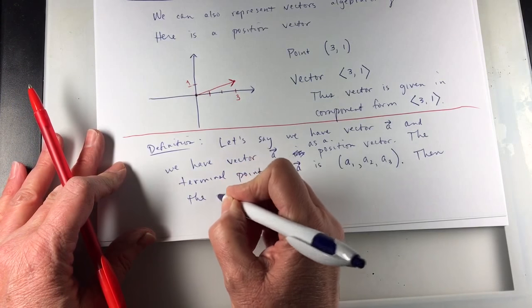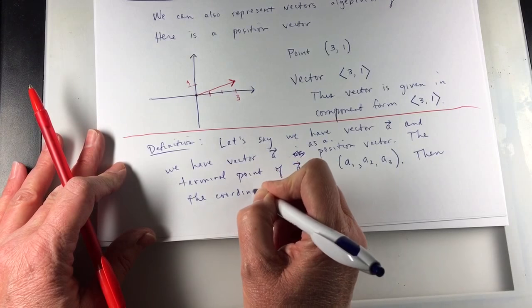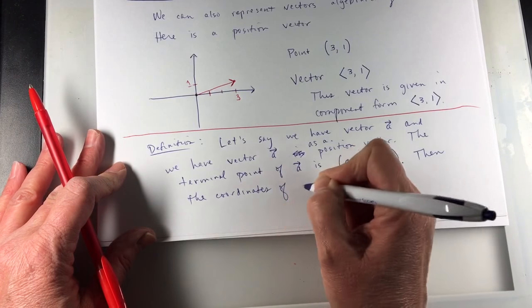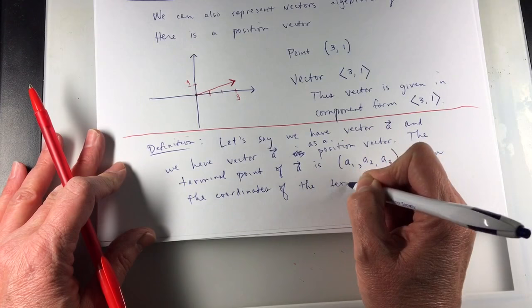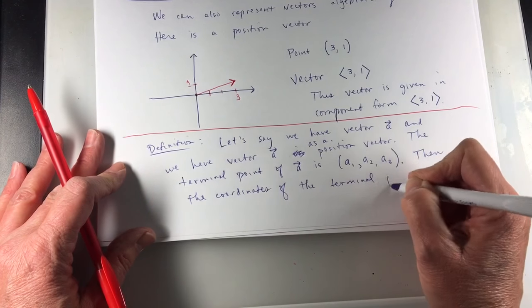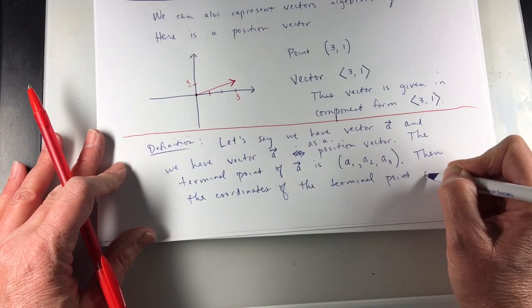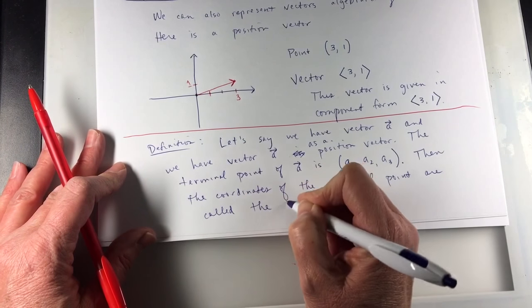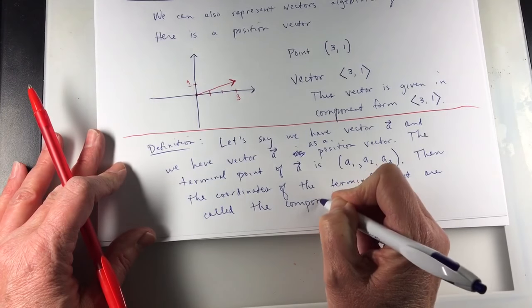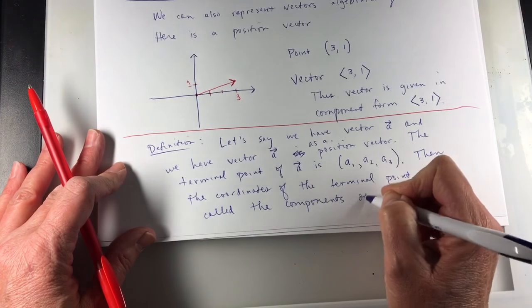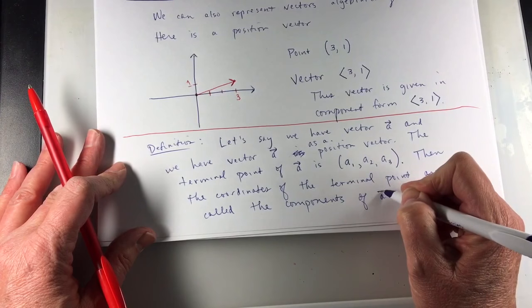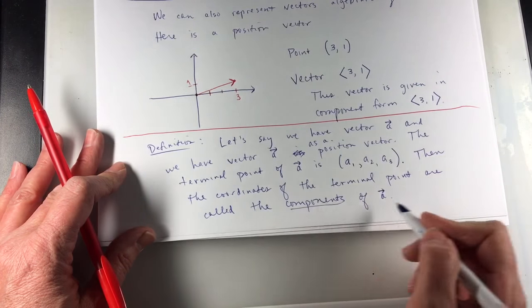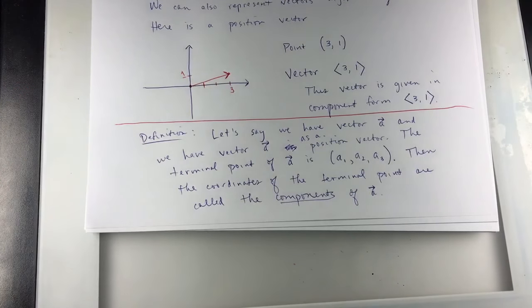Then the coordinates of the terminal point are called the components of vector A. And if I'm writing a vector, I'm going to put an arrow at the top to indicate that it's a vector.